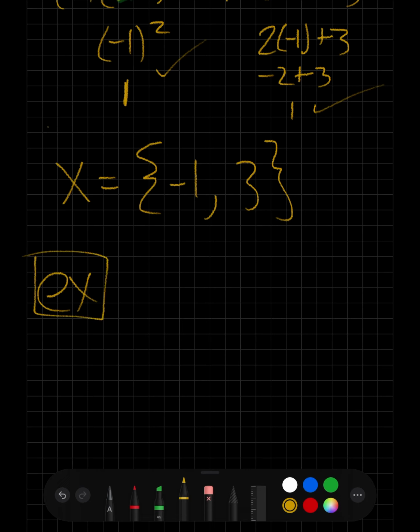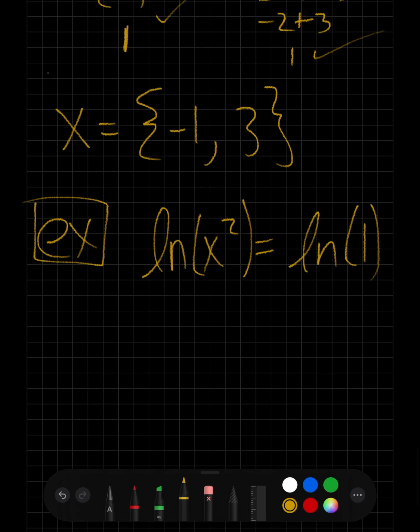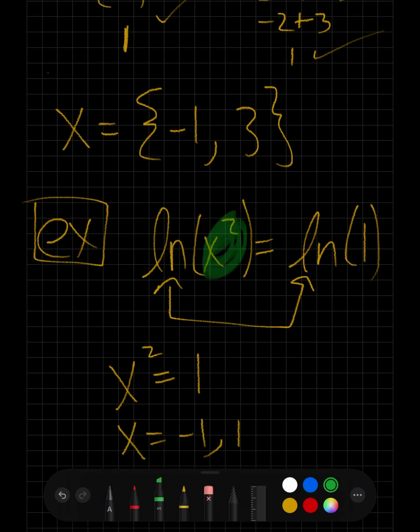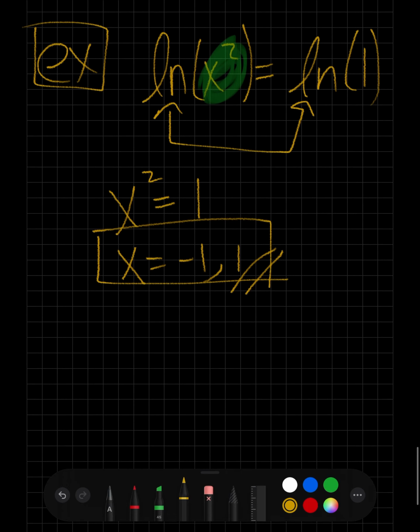Let's do another example. Let's say the ln of x squared is equal to ln of 1. And then I can say we have the same base in this natural logarithm. So then x squared must be equal to 1. So then x is equal to negative 1 or positive 1. And I do a quick mental check, and I say those will both give me positive numbers in the argument. So that would be my final answer there.